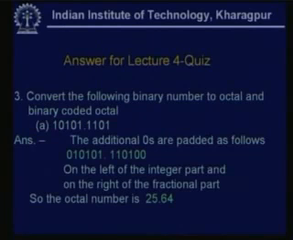Convert the following binary number to octal and binary coded octal. So, this is totally similar. We will not continue this, because in the hexadecimal just now we have done, we took 4 bits together. See what we have done here: a binary number is given, 10101 and this is 1101.